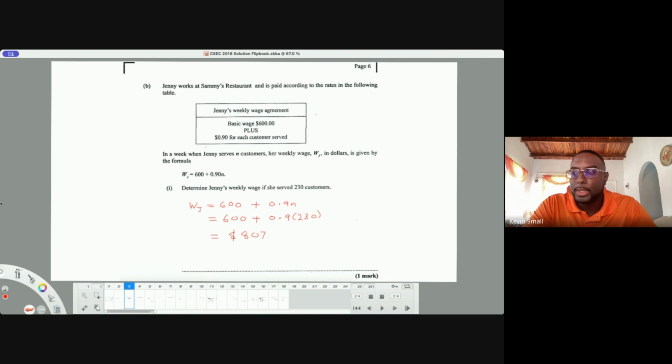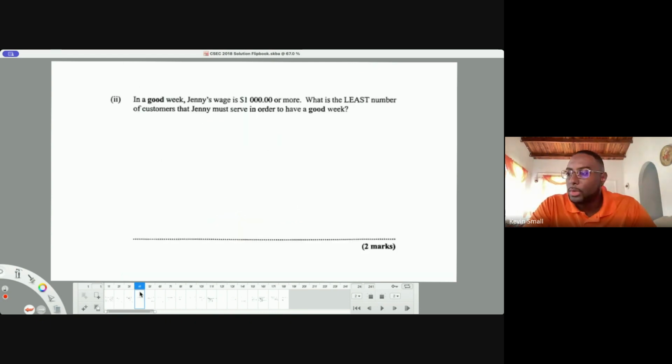Okay, so that is correct. Thank you, Eden. All right. Next question. Now remember, you have to remember this formula here and the information in this table. As I change the screen, look back at your PDF file with the original question, keep it at hand. Now, part two says that in a good week, Jenny's wage is $1,000 or more. What is the least number of customers that Jenny must serve in order to have a good week?